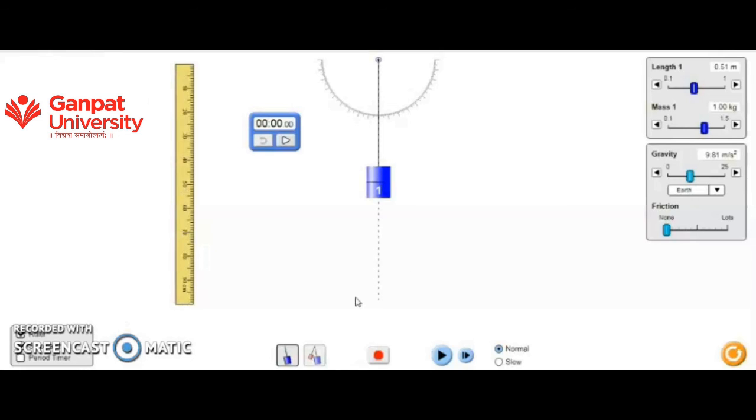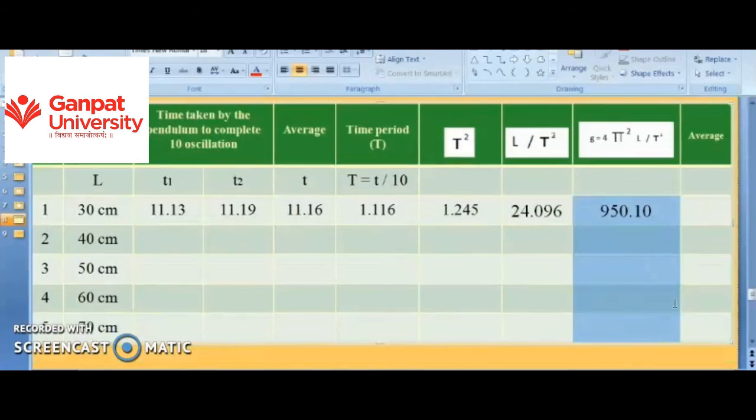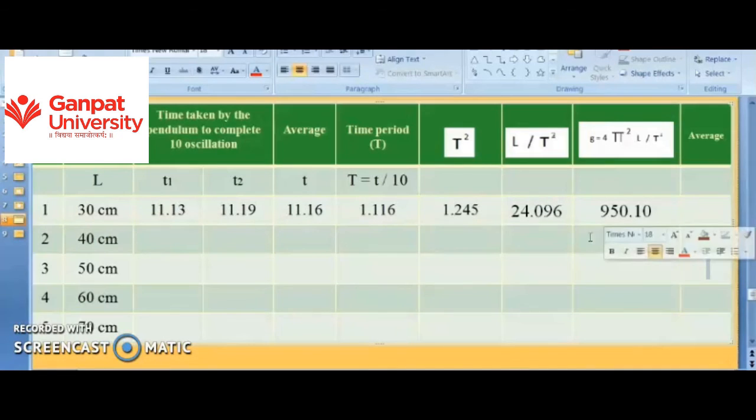So this is how you can do this experiment for various lengths. This is an exercise for you all. Find out the gravitational acceleration for 40, 50, 60 and 70 and send me your answers. Then finally, if you find all the gravitational accelerations, add them all and divide by 5, and that will give us the average gravitational acceleration. So this is how we can find out gravitational acceleration using a simple pendulum.